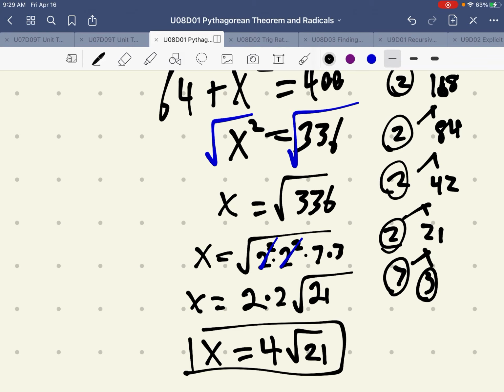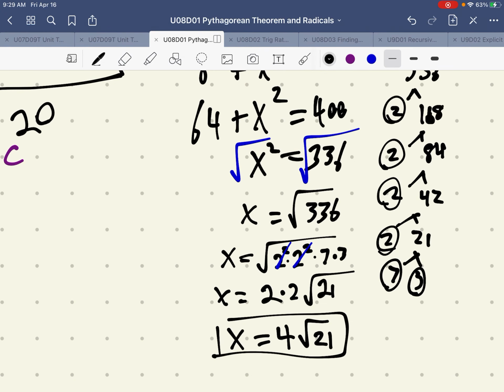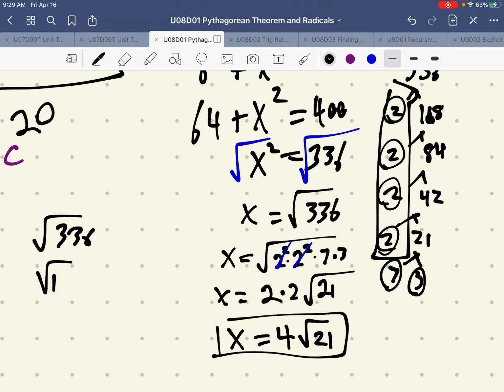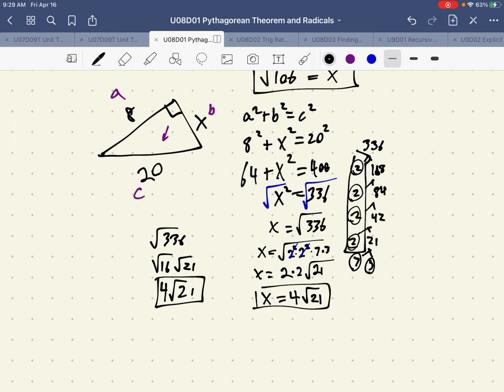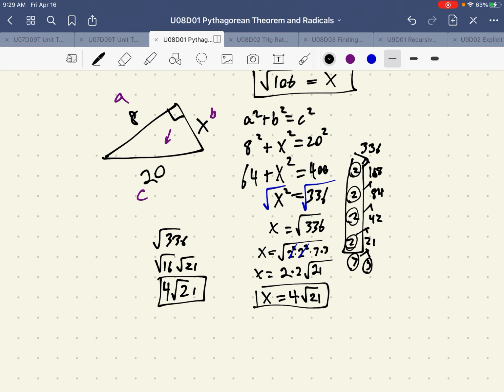So simplest radical form means that the radical itself cannot contain any perfect squares. So because we had 4 2's, which is equal to 16, really this problem could have been simplified by saying radical 336 is equal to radical 16 times radical 21, and the 16 would become a 4. So this is the alternative method of doing this. I like the prime factorization method. Let's take a look at a few examples of simplifying radicals.